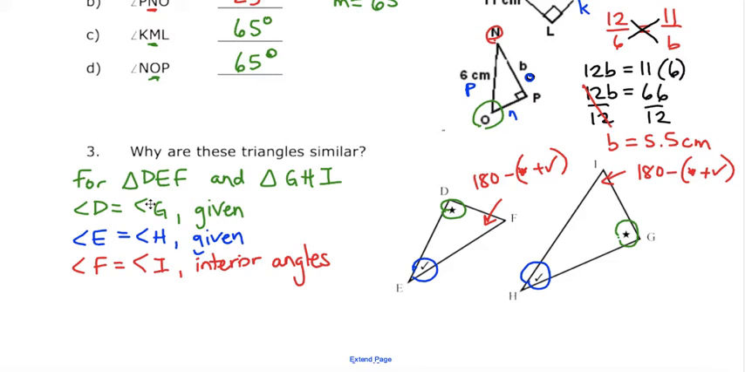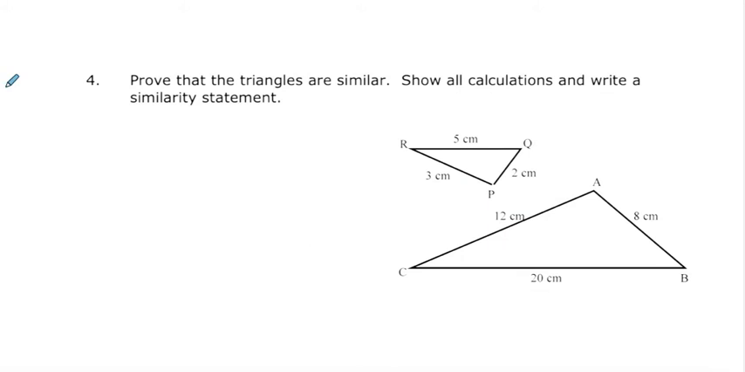So then I've given my 3 points about why they're similar, so now I can write my concluding statement. So therefore, triangle DEF is similar to triangle GHI because of angle, angle, angle. So those are the 3 properties that I found to be true. Let's do a couple more examples.